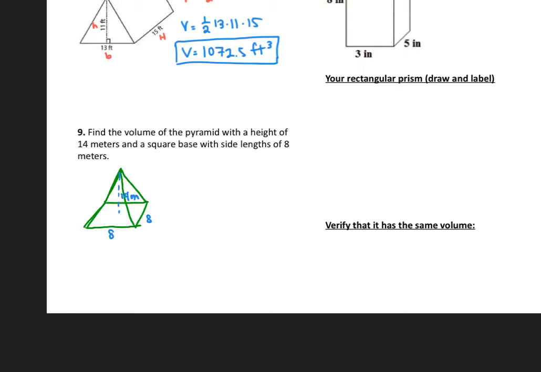So this is a pyramid, and the way we find the volume of the pyramid is length times width times height divided by 3, since it's a pyramid. So this is length, this is width, and then this is height. So it's going to be 8 times 8 times 14 divided by 3. So when we multiply, you get 298.67 meters cubed.